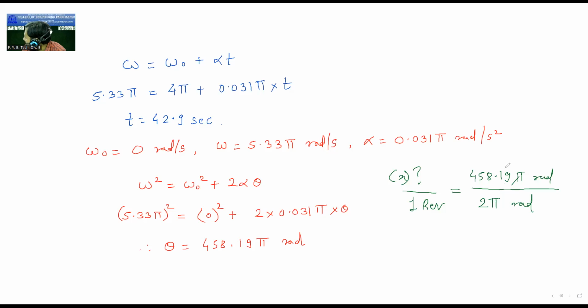Did you understand what was done? So revolutions is equal to 458.19 pi divided by 2 pi, which is equal to 229.0.